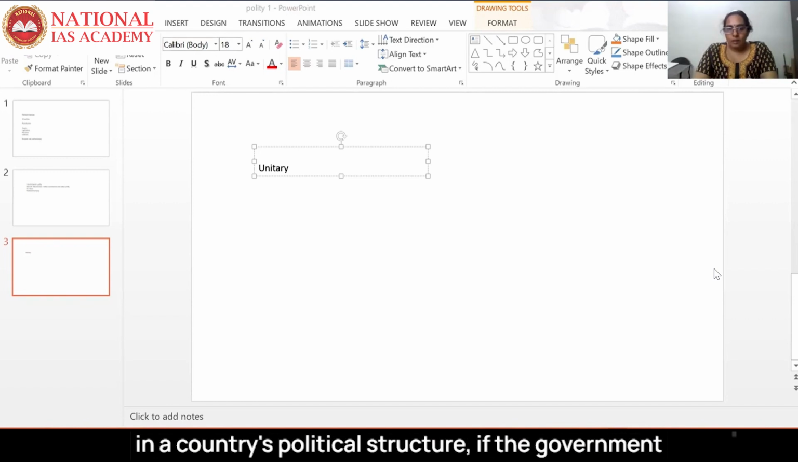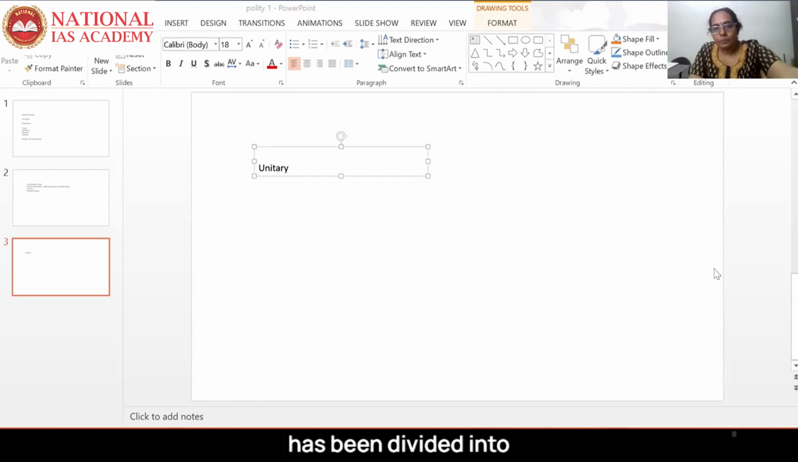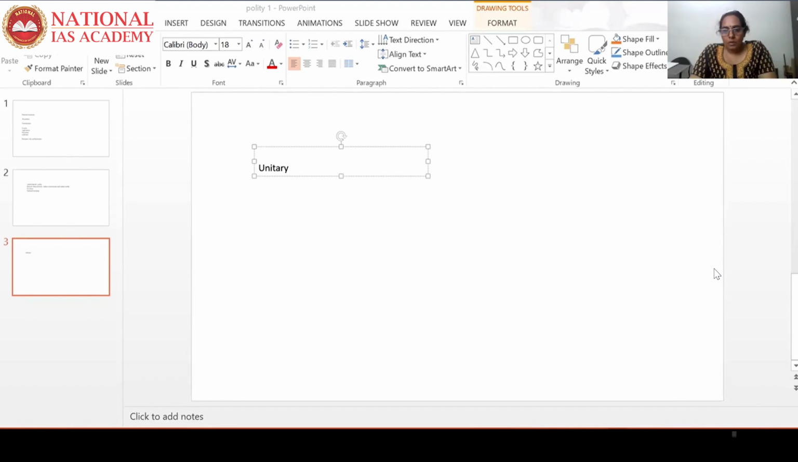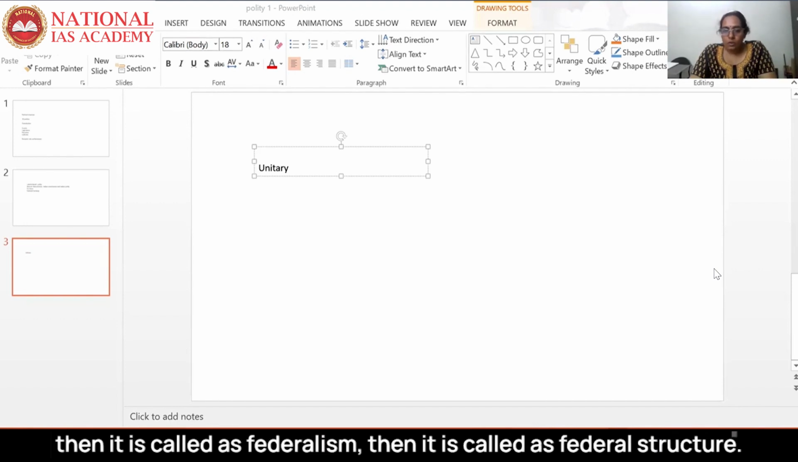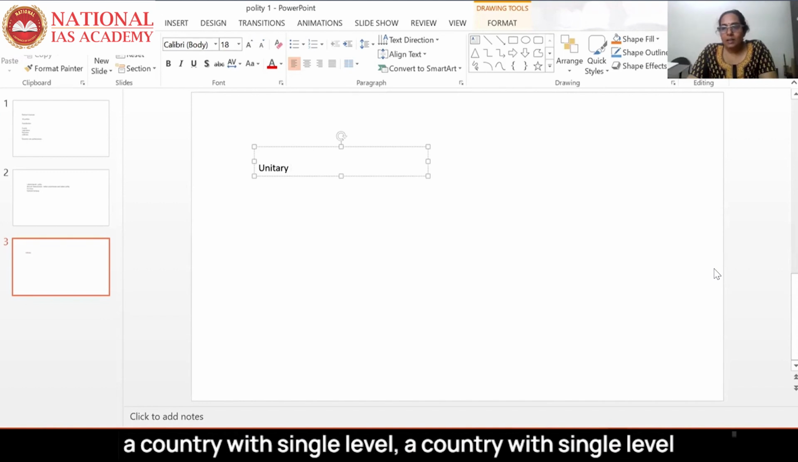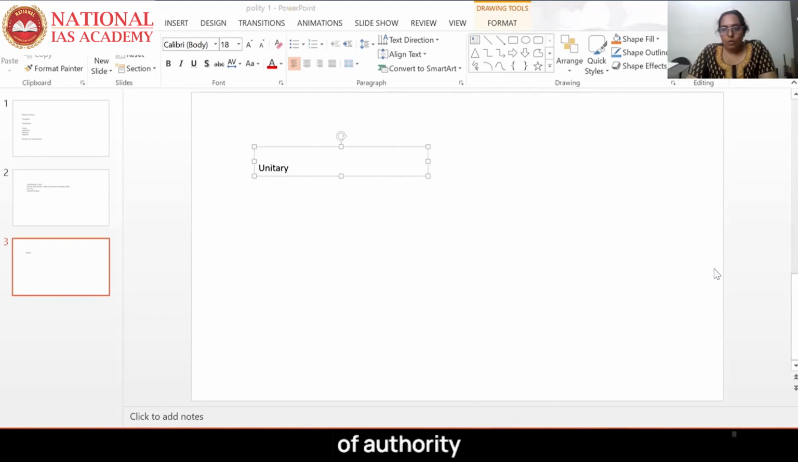If the government has been divided into different levels such as union, state, or local government and accommodates more than one government, then it is called federalism. Then it is called a federal structure. Next, unitary. A country with a single level of authority or government is a unitary structure.